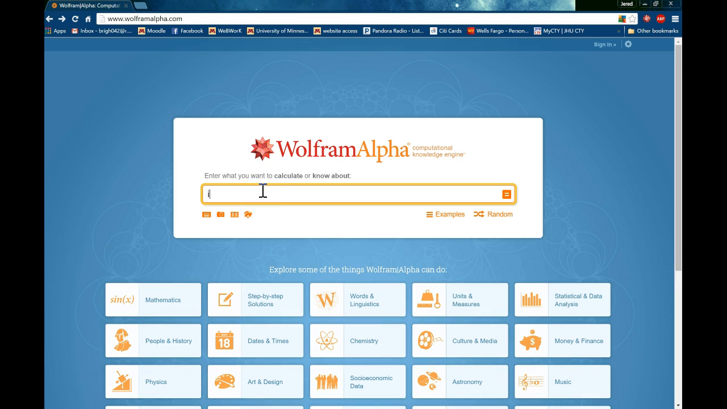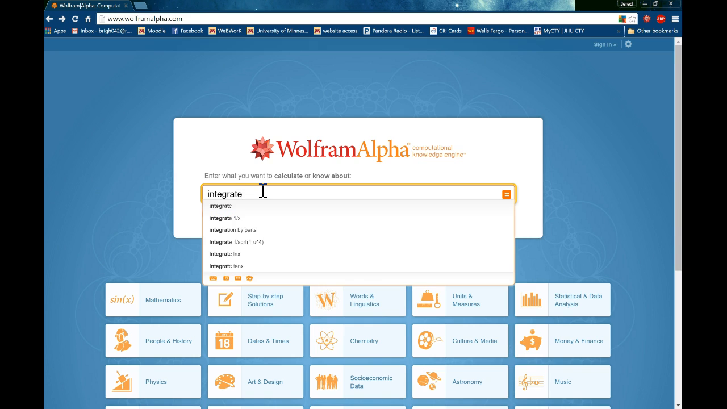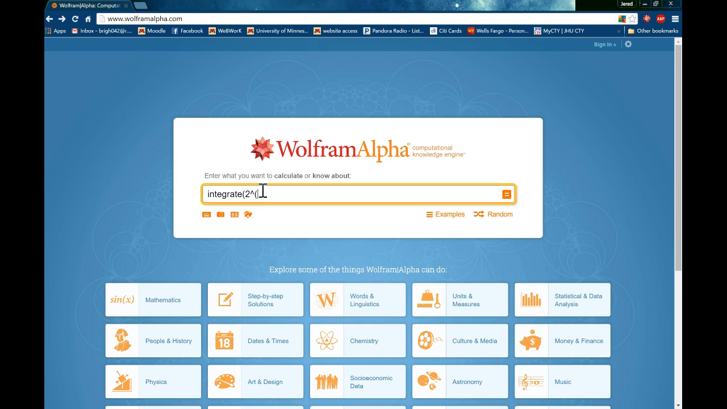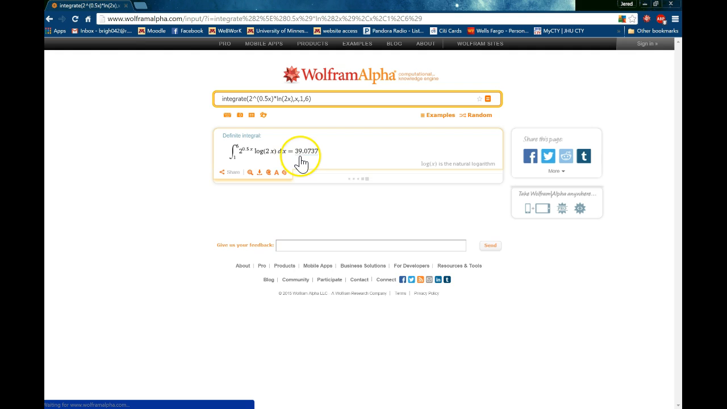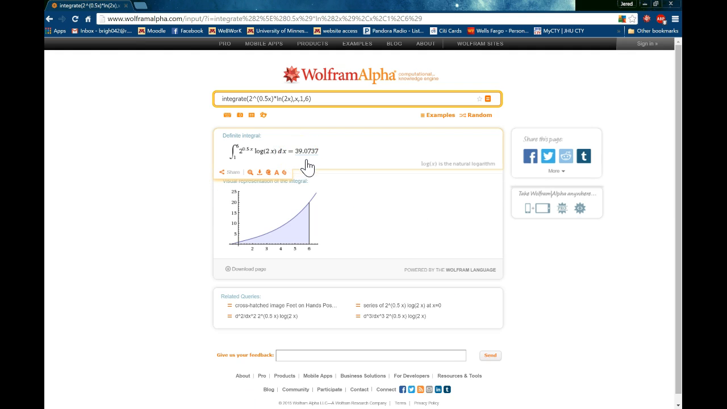So in Wolfram Alpha, we can do integrate is the command, and then type in the function, so 2 to the power of 0.5 x, and then times natural log of 2x, and then it requires a couple arguments. It requires comma x, comma lower bound, which is 1, comma 6, have it compute for us. And then Wolfram does its magic and tells us that the exact answer is 39.07.